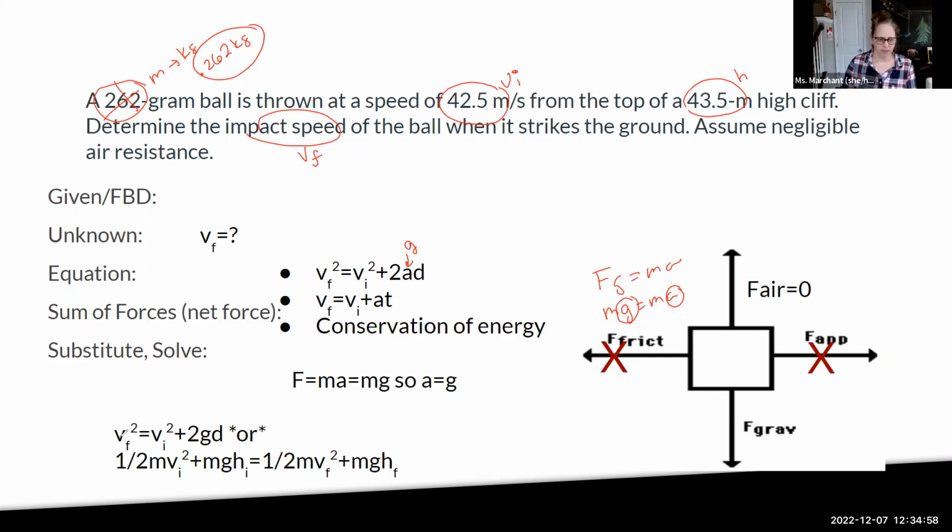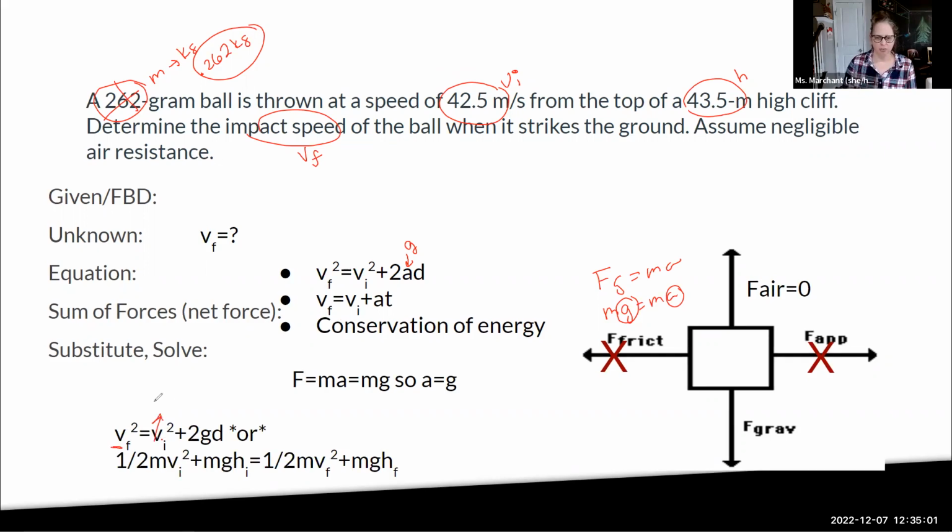Okay, so we have velocity final, that's what we're solving for. Velocity initial, 42.5. Gravity, 9.8. Distance, 43.5. So could we solve for velocity final? Absolutely. What about the one on the bottom? Could I put in the masses? I could, but look at this. I could also cancel out all those masses. Velocity initial, 42.5. Gravity, 9.8. Height, 43.5. Velocity final. And then that height final here is 0.